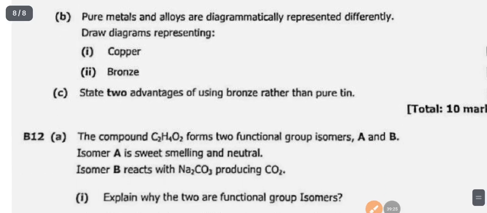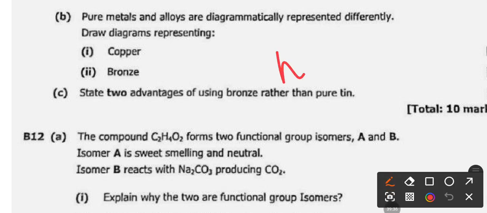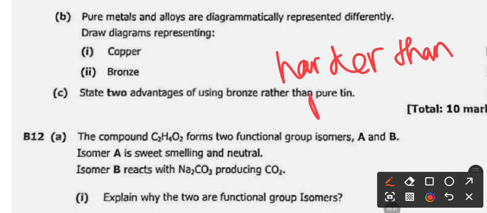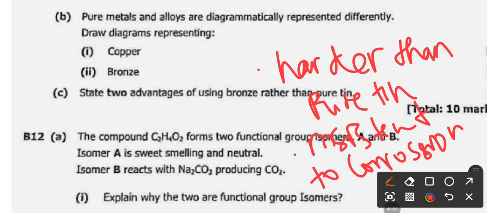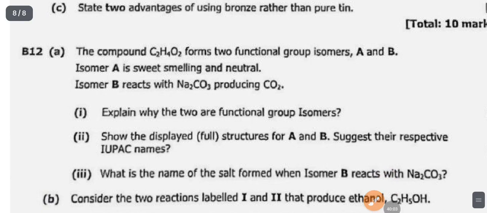Question C. State two advantages of using bronze rather than pure tin. Number one advantage of using bronze is that it is harder than pure tin. And the second advantage is that bronze is more resistant to corrosion than pure tin.